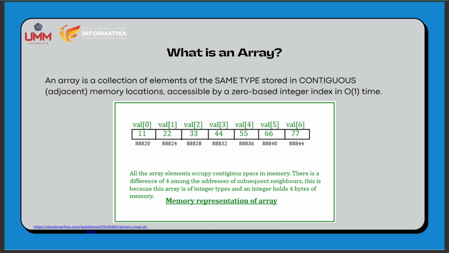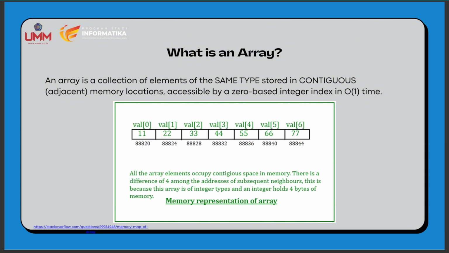Right. What is an array first? Before we talk about ArrayList, let's quickly revisit what a regular array is, because ArrayList is built on top of it. So, an array is basically a collection of elements of the same type stored in contiguous memory locations, meaning they sit right next to each other in memory, and you can access any element directly using a zero-based index in O(1) time.